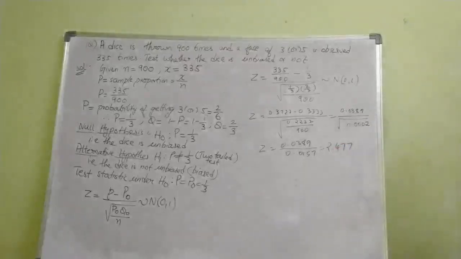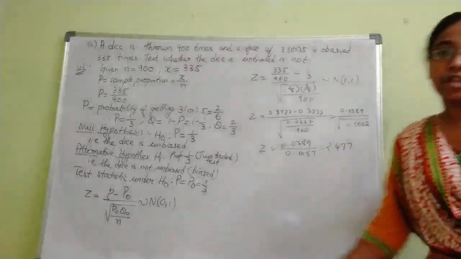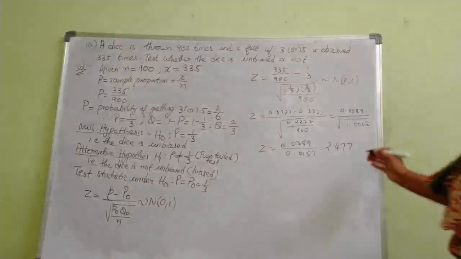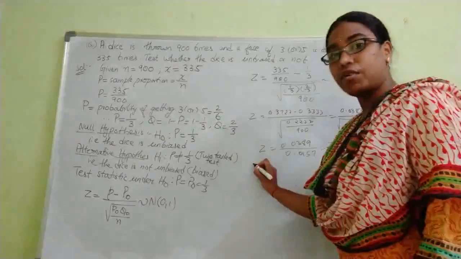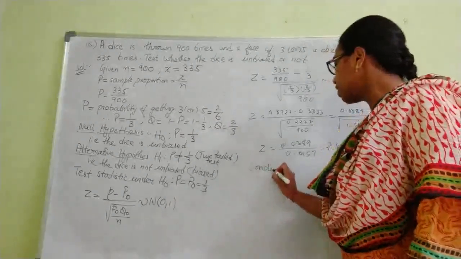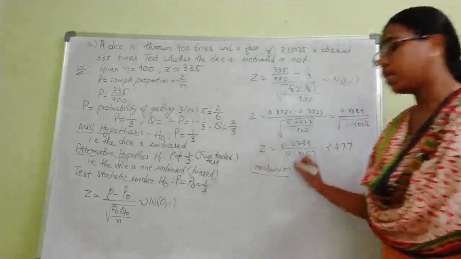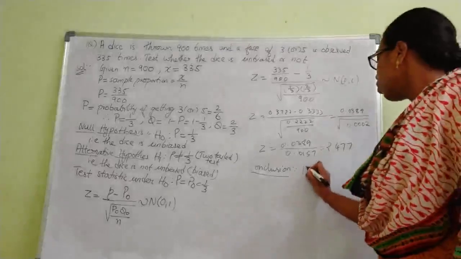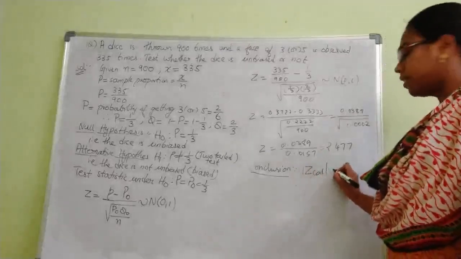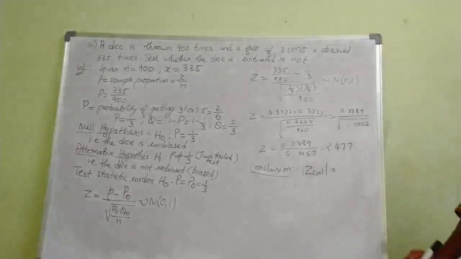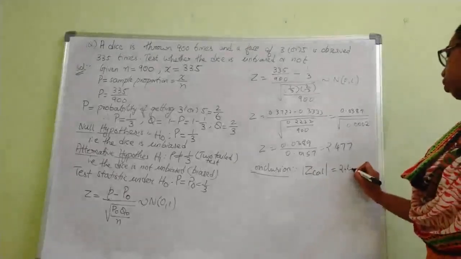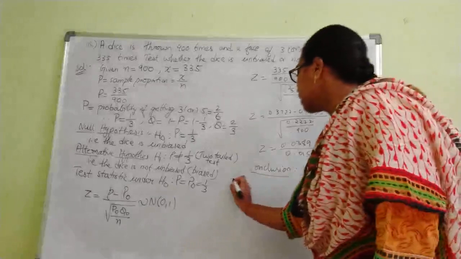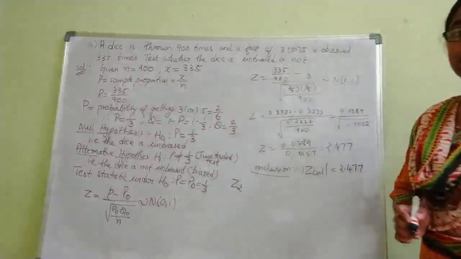That means we got our required Z calculated value. So after getting the Z calculated value, the next step we have to do is the conclusions and comparisons. So in conclusion and comparison, what is the first thing? We have to write the mod Z calculated value. So mod Z calculated is equal to, anyhow this is a positive value, so it is the same, 2.477. Now we have to find the Z alpha value. Z alpha is the critical value.